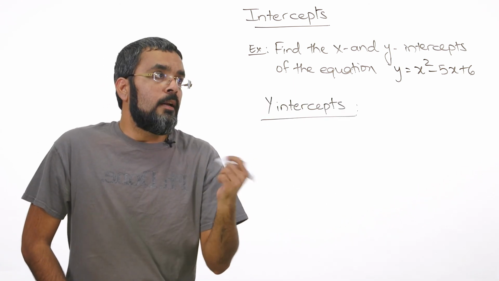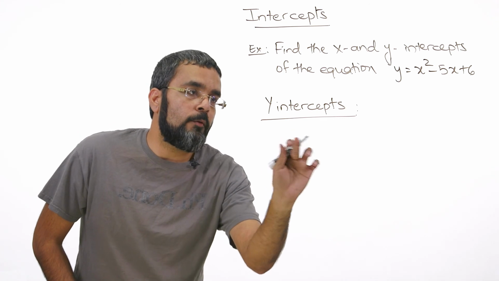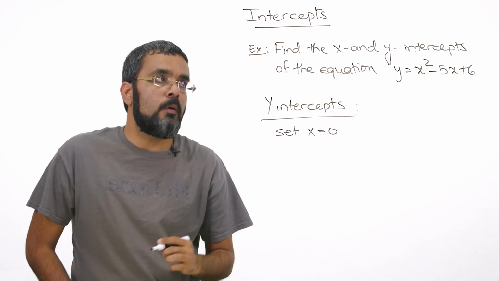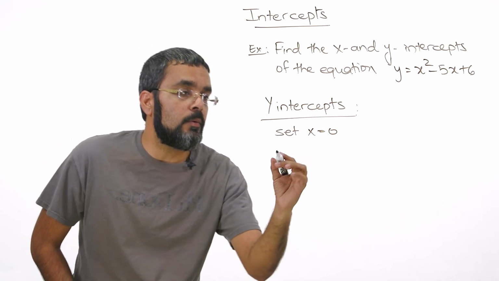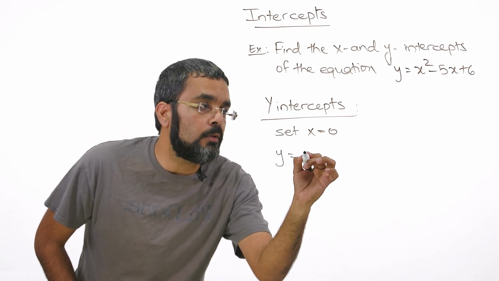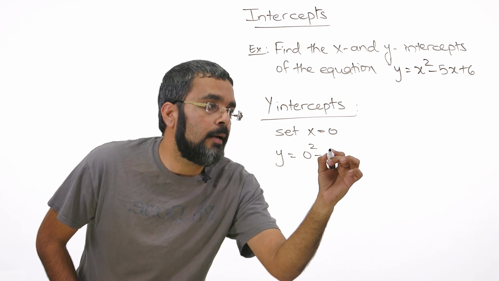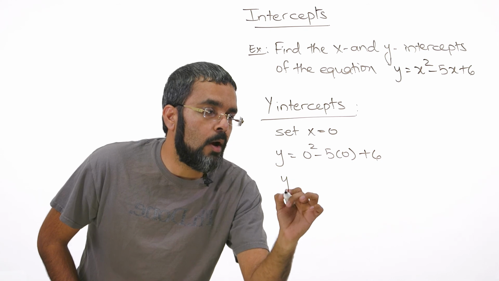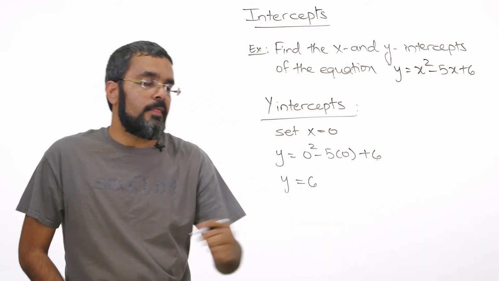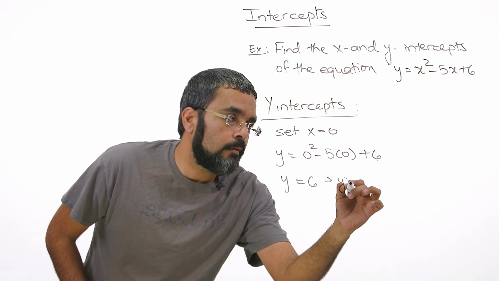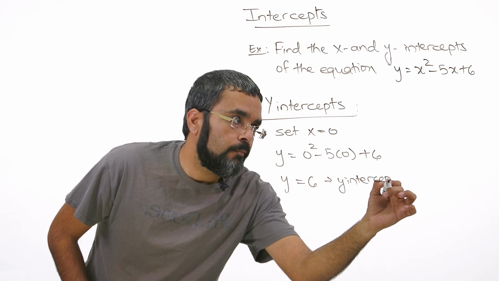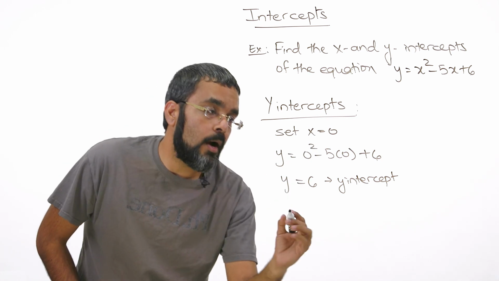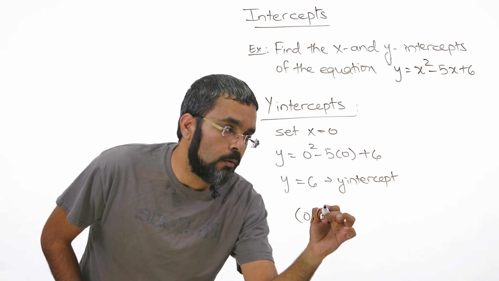Now, let's find the y-intercepts. So again, what do we do for finding y-intercepts? Well, we set x equal to 0, and then we solve for y. So if I set x equal to 0, I get y equal to 0 squared minus 5 times 0 plus 6, so I get y equal to 6. And that is my y-intercept. Or I can also say that this graph crosses the y-axis at the point 0, 6.